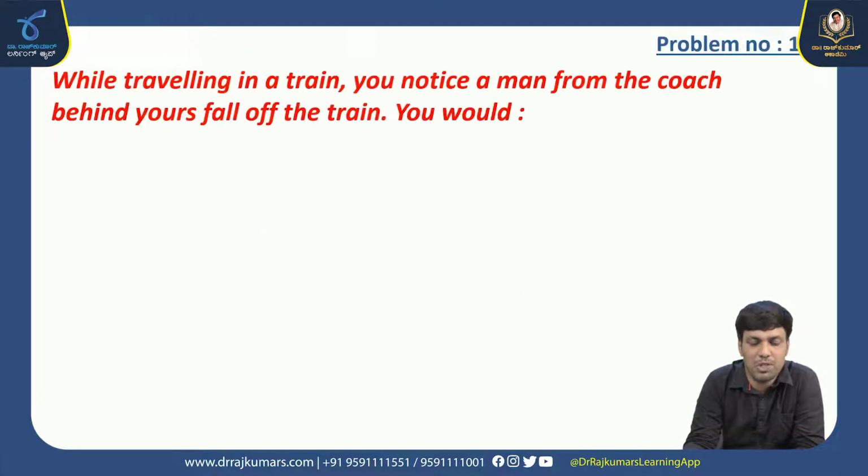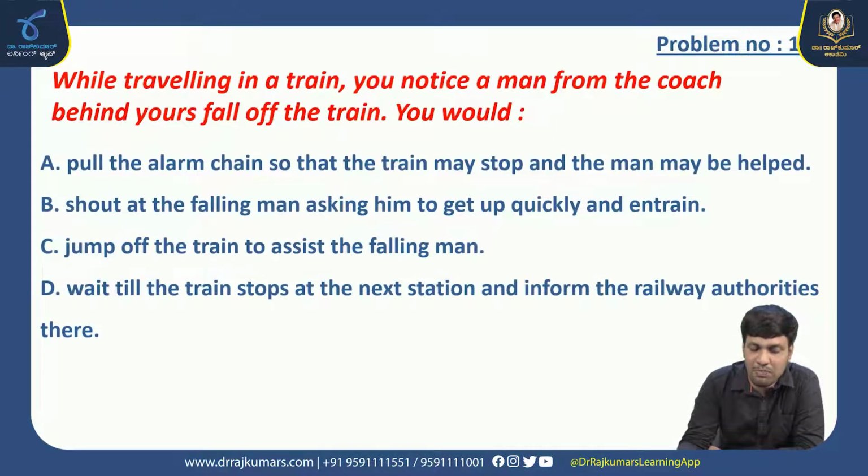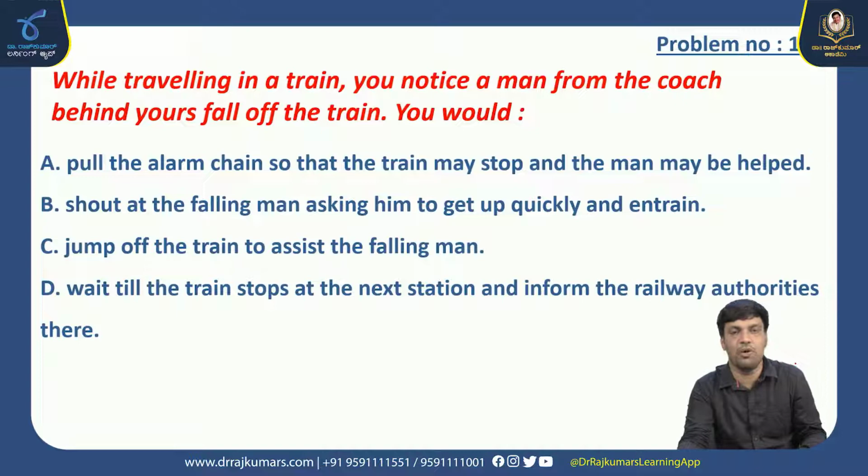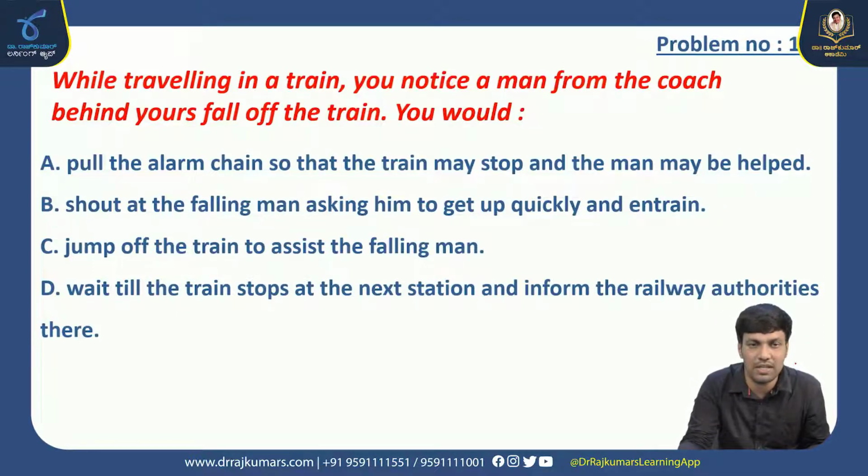Coming to the first problem: while traveling in a train, you notice a man from the coach behind yours fall off the train. You would. The options are: A, pull the alarm chain so that the train may stop and the man be helped. Second one, shout at the falling man asking him to get up quickly and entrain. Third, jump off the train to assist the falling man. Fourth one, wait till the train stops at the next station and inform the railway authorities there. These are the four reactions. We need to choose from the four alternatives which is the best reaction for this situation.